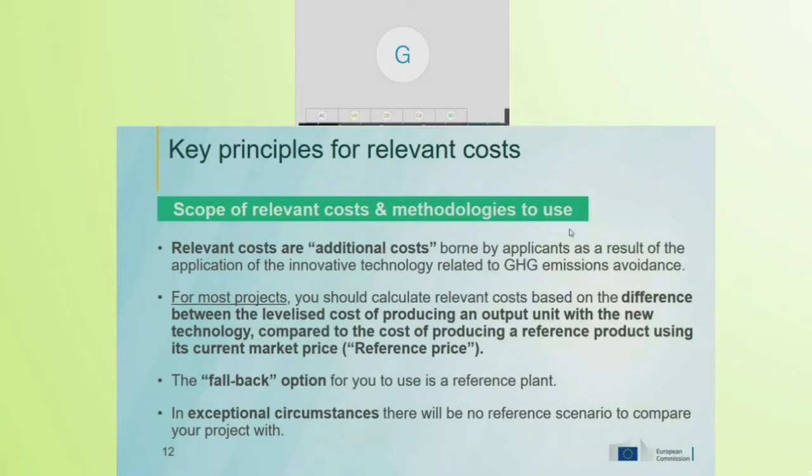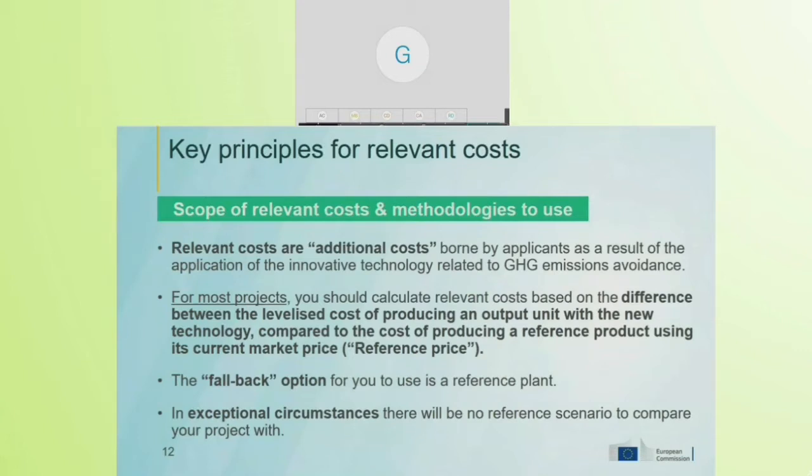So the key principles for the relevant costs in the legislation, in the regulation, are that these are additional costs borne by the applicants, and they are as a result of the application of the innovative technology. So it's expected that the innovative technology, of course, will be more expensive, but this must be related to the reduction in emissions, so the application of the technology, obviously, to meet the emission reduction. And I'll come back to this because this is an important point and how the cost efficiency calculation is done.